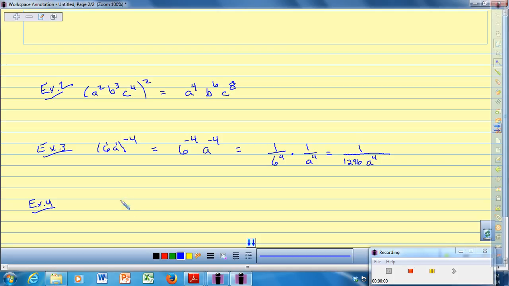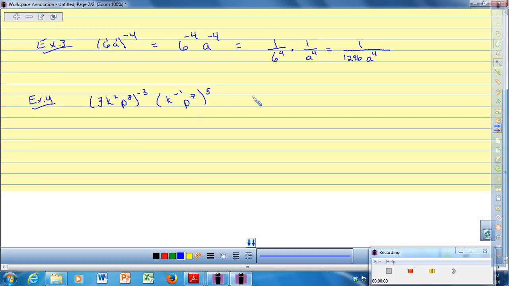And let's say we have this. 3k squared p cubed, all to the negative 3, times k to the negative 1, p to the 7, all to the 6.